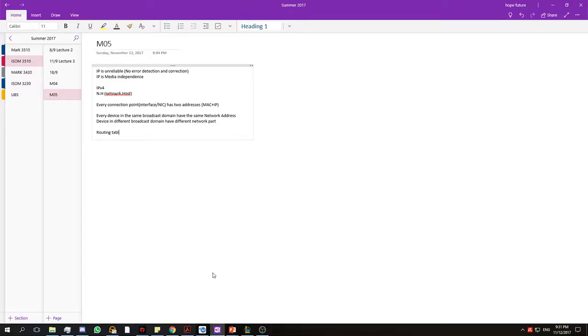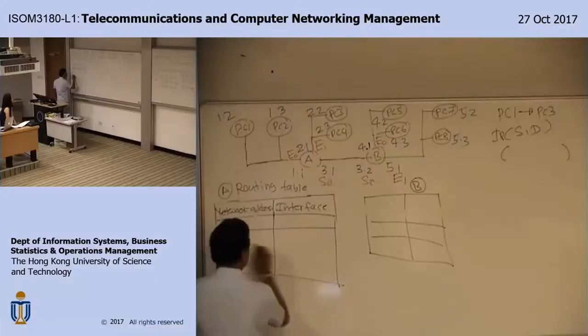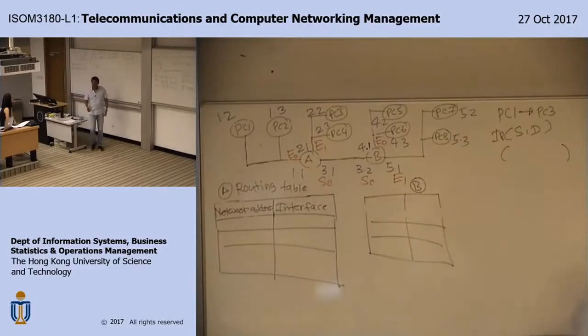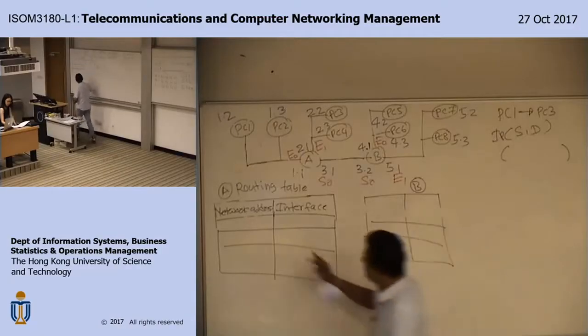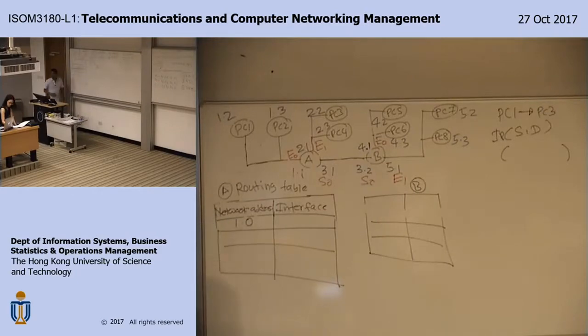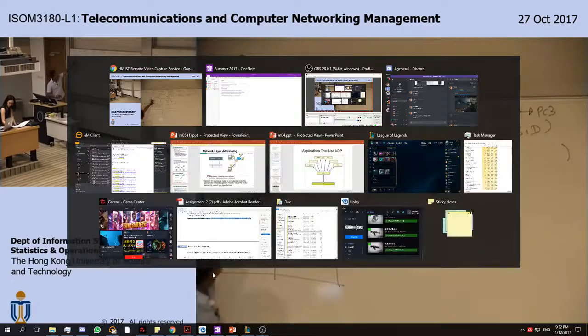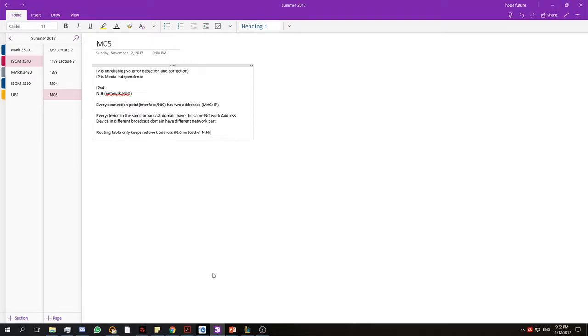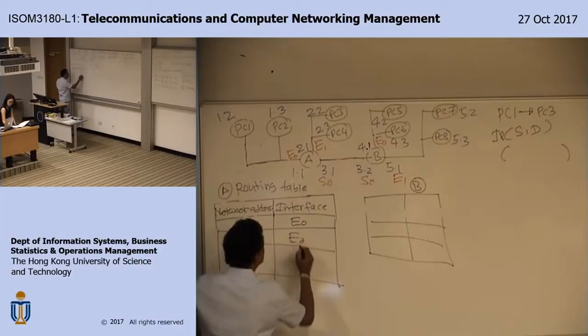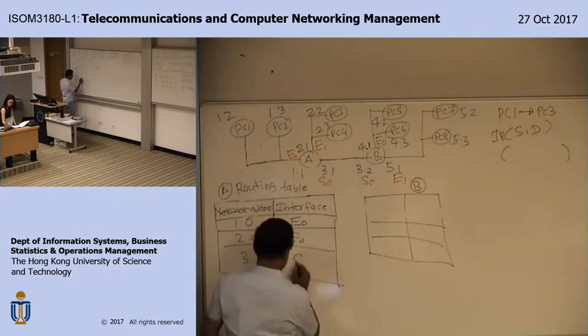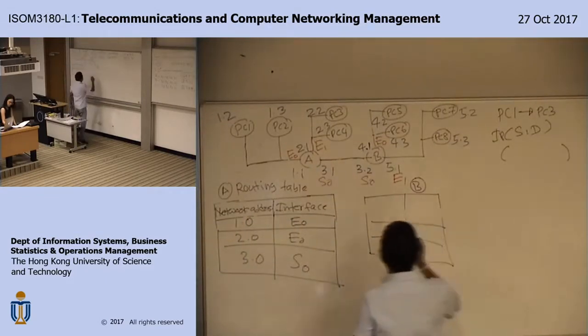Okay, how many broadcast domains router A has? 3. So which ones? What are which networks? 1.0, 2.0 and 3.0, right? There are 3 broadcast domains. 1.0 connect to which interface? E0, right? And then 2.0 connect to E1 and 3.0 connect to S0. Alright guys.